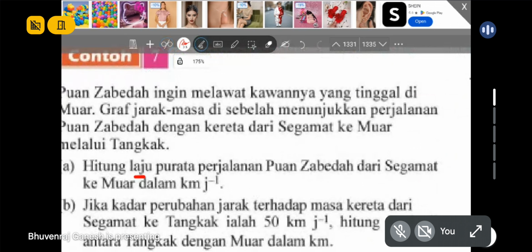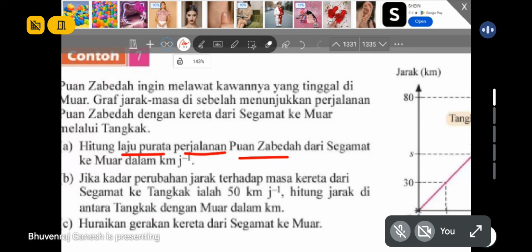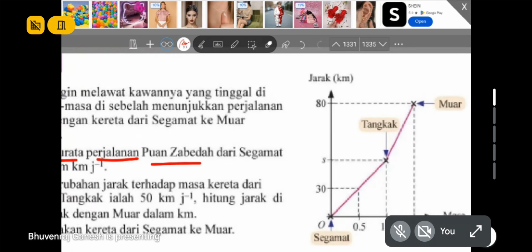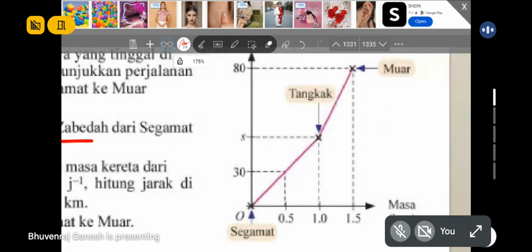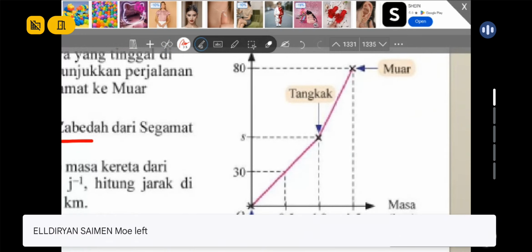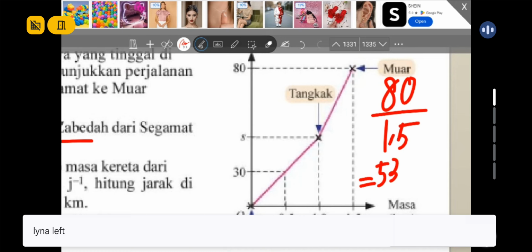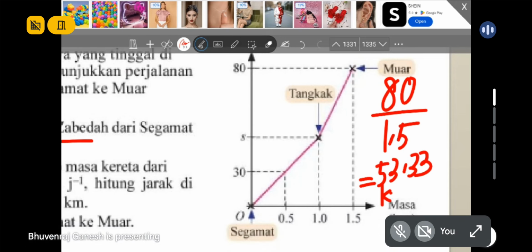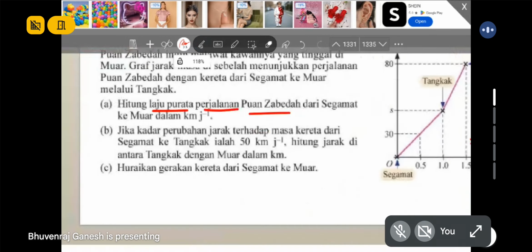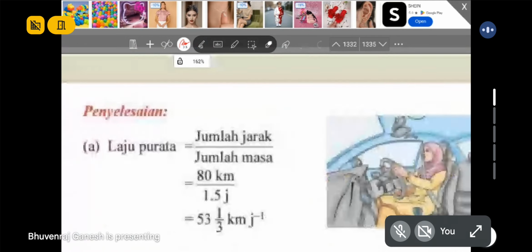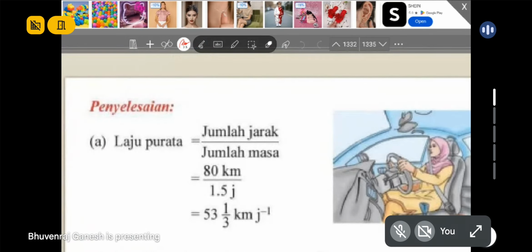So you can see the example here, guys. They ask you guys to count the laju purata Puan Zabeda dari Segamat ke Muar. So you guys can use the formula. Total distance 80, total time 1.5. So direct 80 bahagi 1.5. So your answer is 53.33 kilometer per hour. Okay, dapat guys konsep dia? So this is how you count the total.